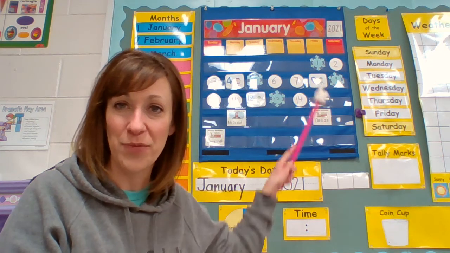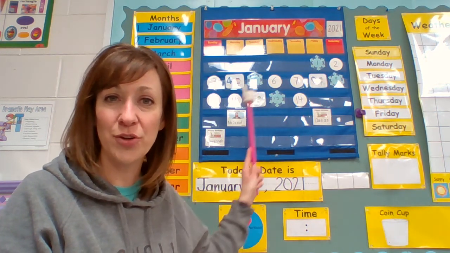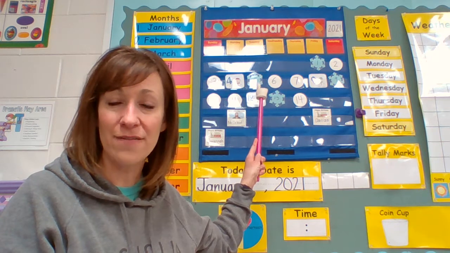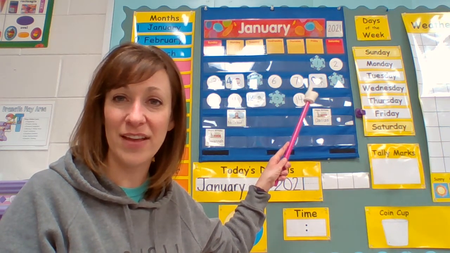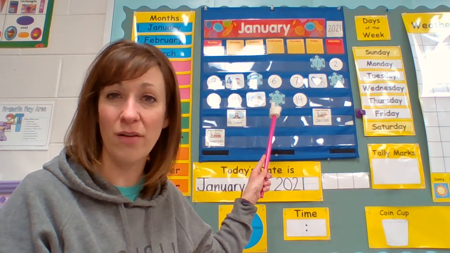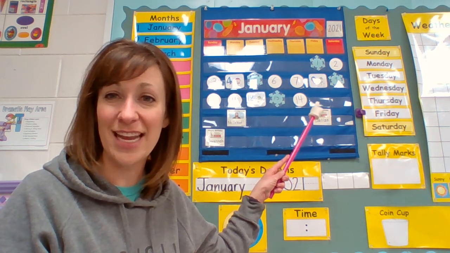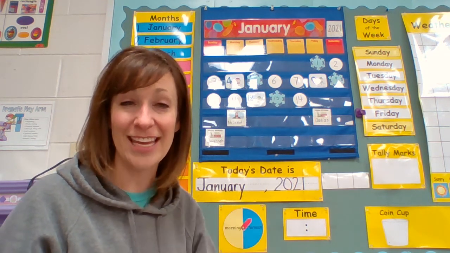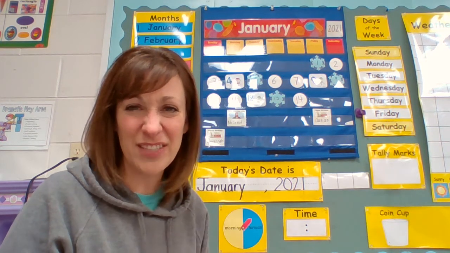All right. Yesterday was the 14th of January. It had a 1 and a 4 with it. How will we make the next number? Let's count to that pocket and find out what number comes after 14. Ready? 1, 2, 3, 4, 5, 6, 7, 8, 9, 10, 11, 12, 13, 14, 15. How do we make a 15?